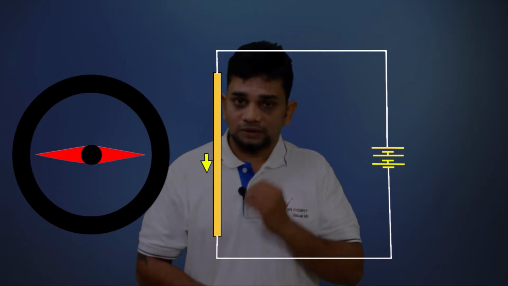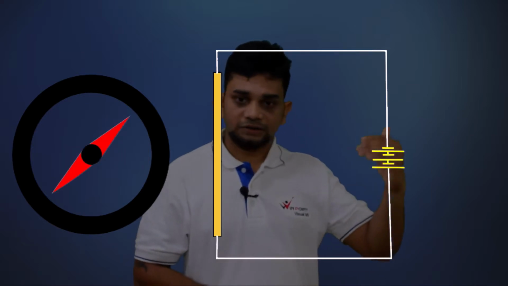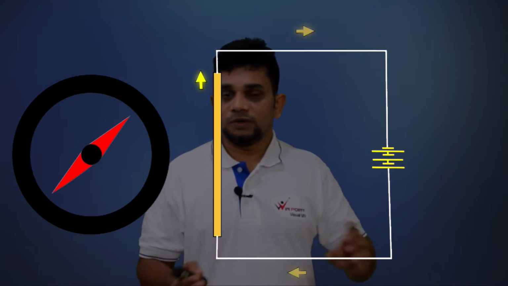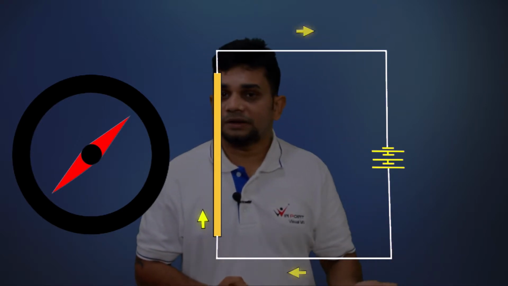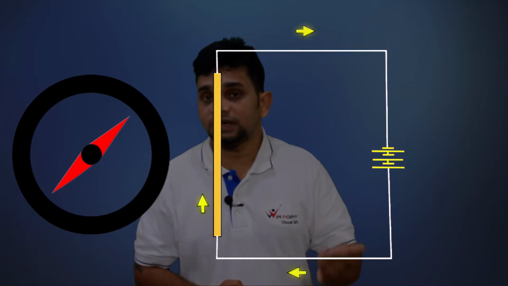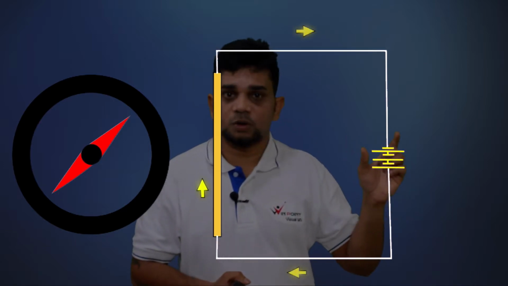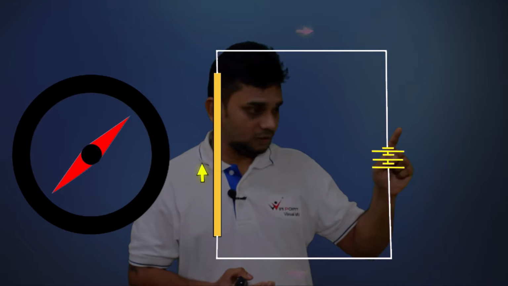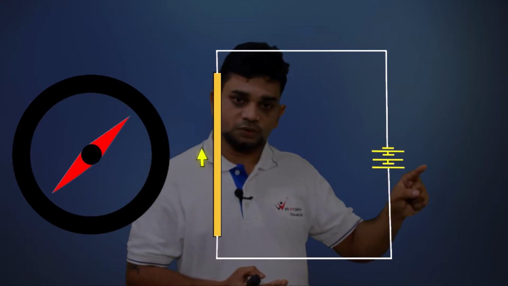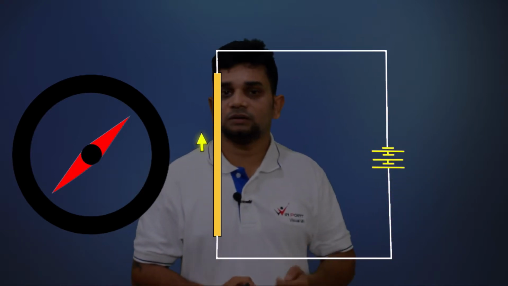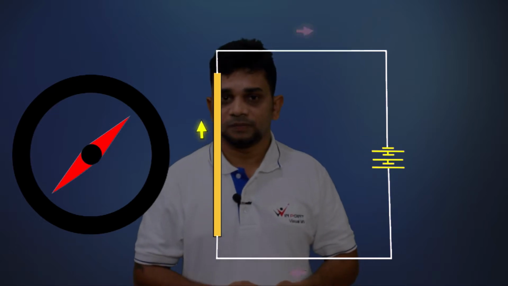Now we are going to change the polarity of the battery. We are just reversing the battery. Now what is the direction of flow of current? If we change the polarity of the battery, the direction of flow of current will change. It will be opposite. Now the direction of current will be from positive to negative. The direction of current is always positive to negative.